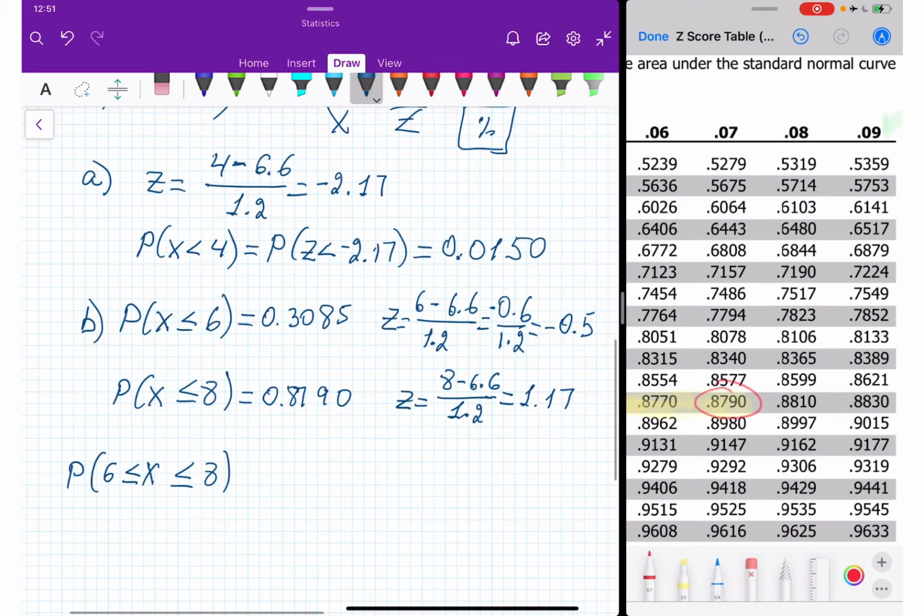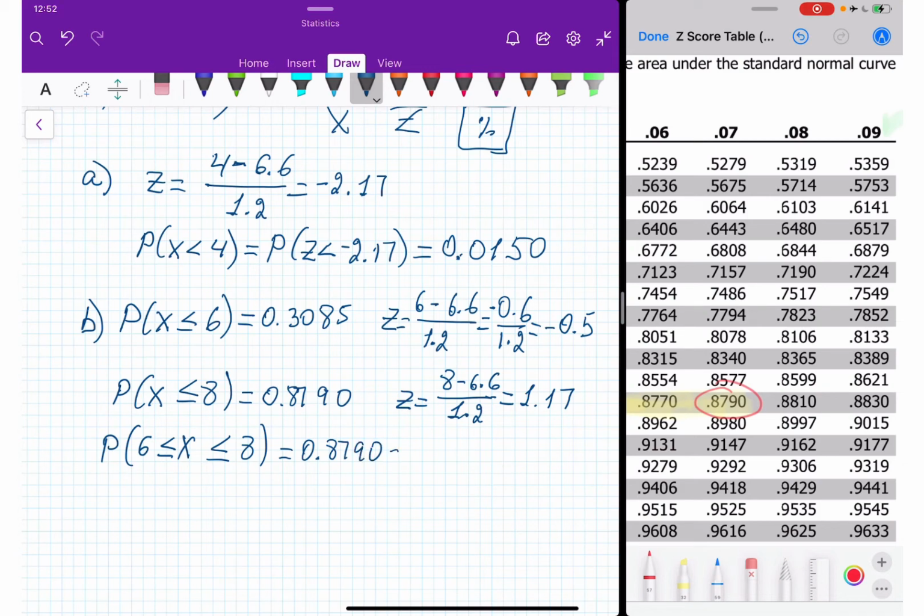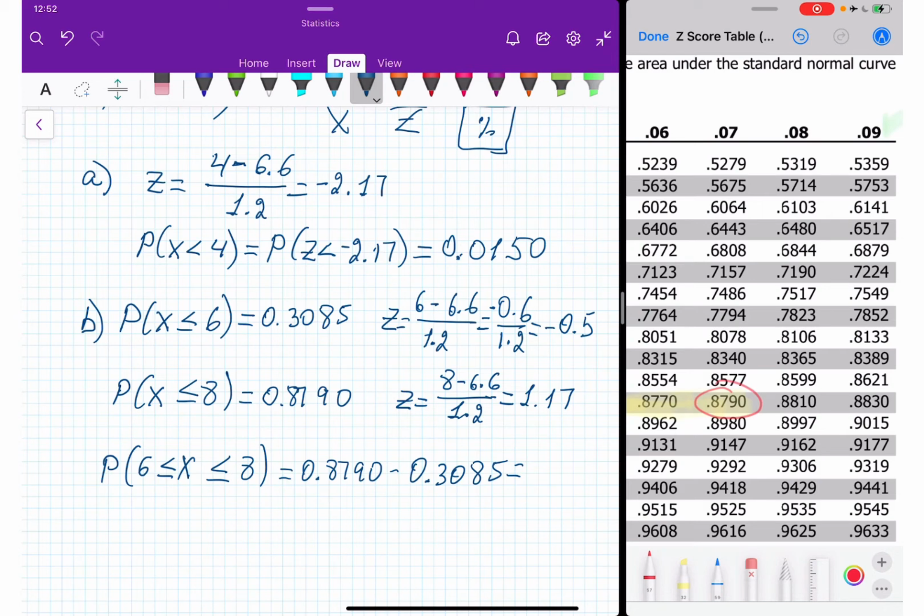So which means the probability between them is going to be 0.8790 minus 0.3085, which is equal to 0.5705. All right.